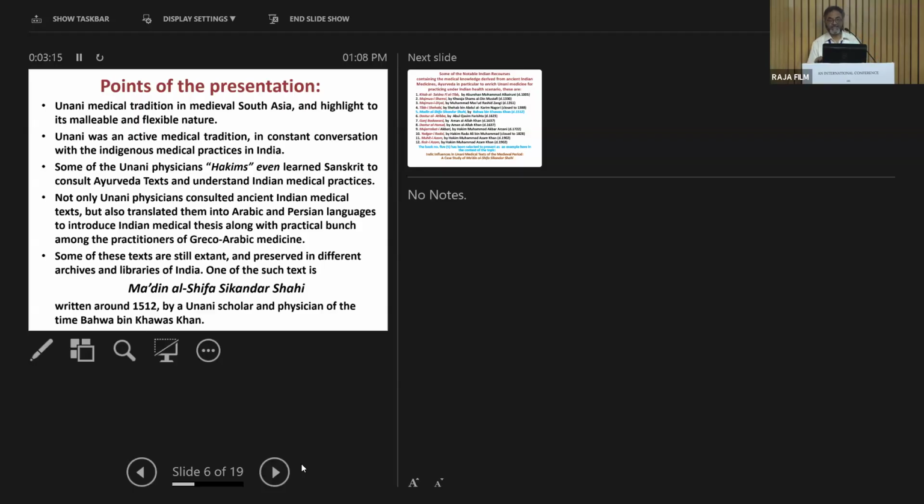Some of these texts are still extant and preserved in different archives and libraries of India. One such text is Madan al-Shifa Sikandar Shahi, written around 1512 by an Unani scholar and physician of that time, Bahwa bin Khawas Khan.